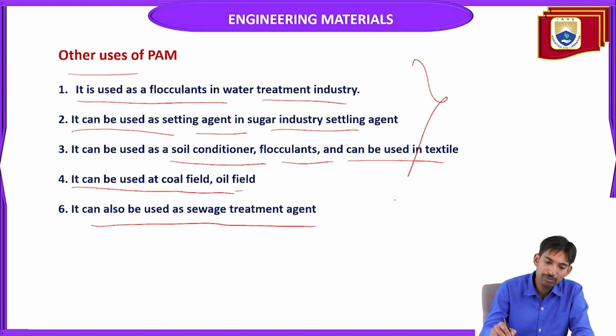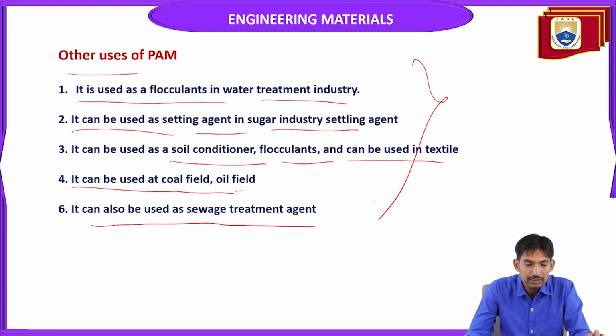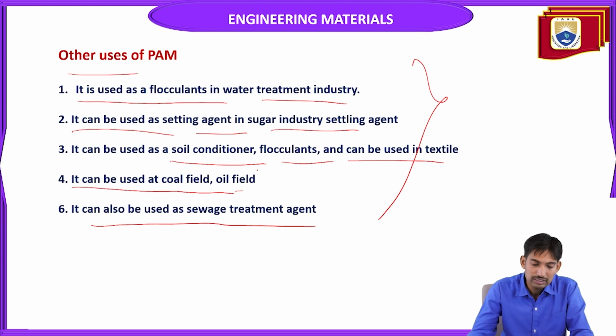The other uses of polyacrylamide: it is used as a flocculant in the water treatment industry. It can be used as a settling agent in the sugar industry, as a soil conditioner and flocculant, and in the textile industry. It can be used in the coal field and oil field. It can also be used as a sewage treatment agent.